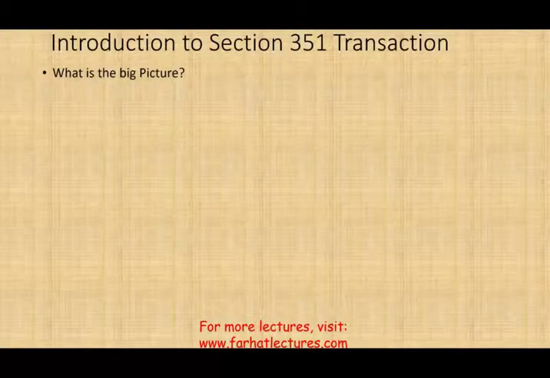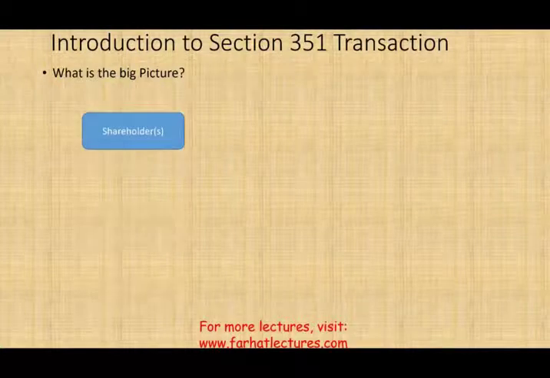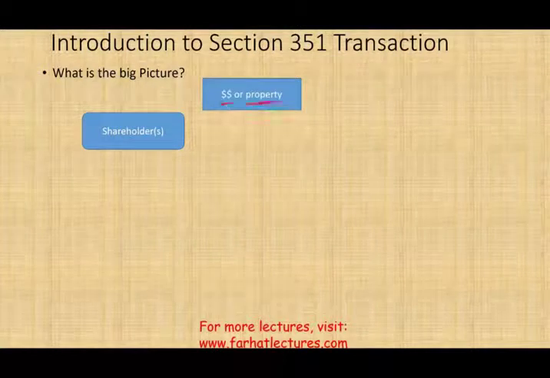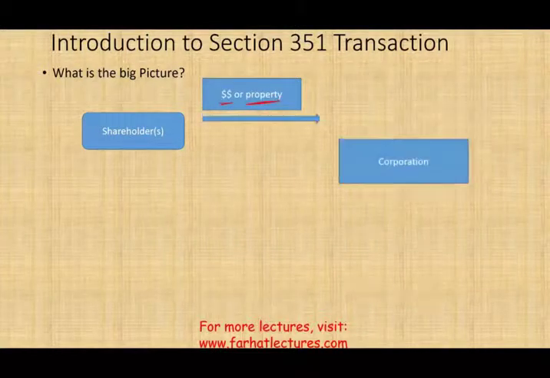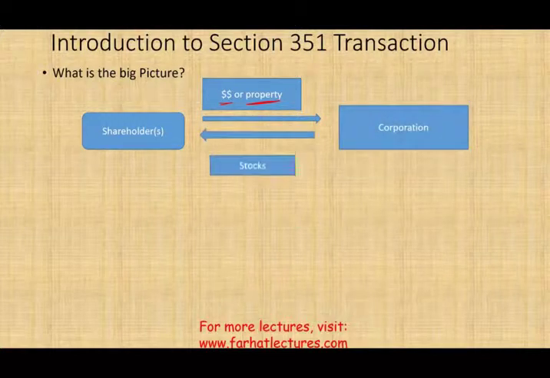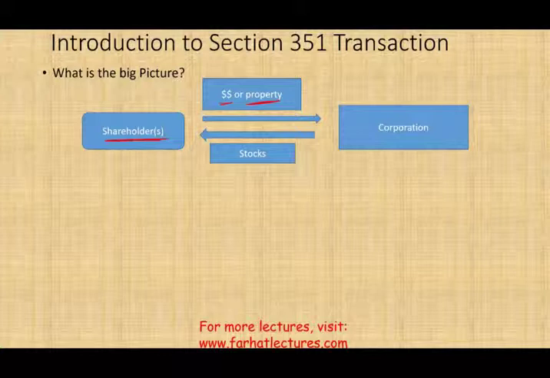So let's talk about Section 351 transactions. What is the big picture? It's very important to understand the big picture. Well, the big picture is this. We have shareholders or investors who would like to start their own companies or invest in other corporations. So they will transfer money, or sometimes property, to the corporation. In return, the corporation will give them stock, and the individuals become shareholders, owners of the company.